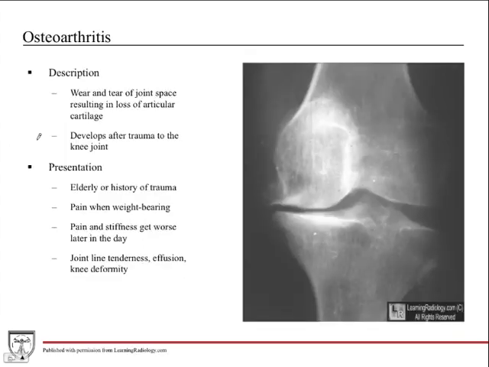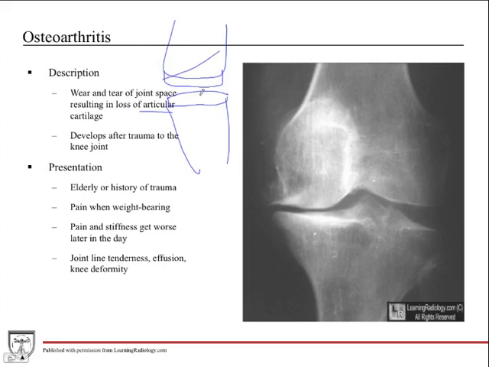So first, osteoarthritis, definitely the most common. We've talked about arthritis several times. Osteoarthritis is wear and tear of the joint space resulting in loss of articular cartilage. So you have a joint like this, you have cartilage like this. Over time, either you have a trauma, like a fracture through here, or it's just over time and it wears and wears and wears, and then it goes to where it's just bone on bone banging on each other. It develops after trauma to the knee joint especially, but also is just very common with age, in the older population.